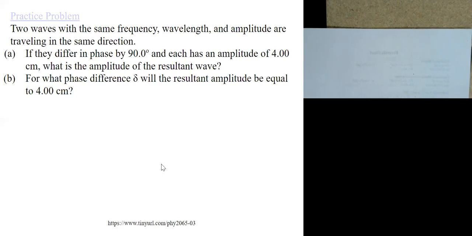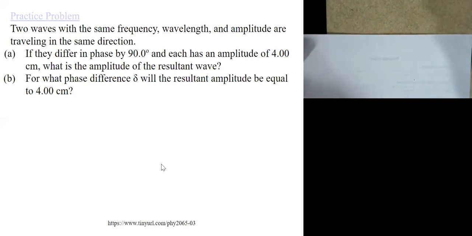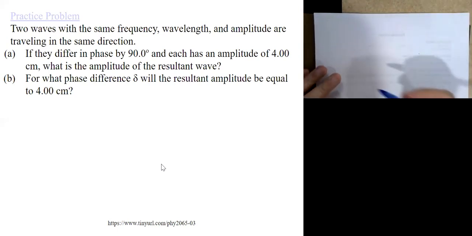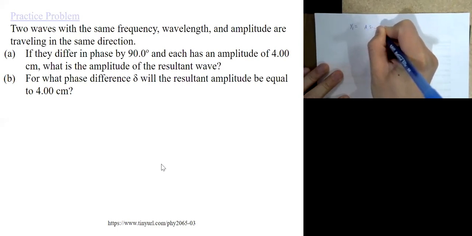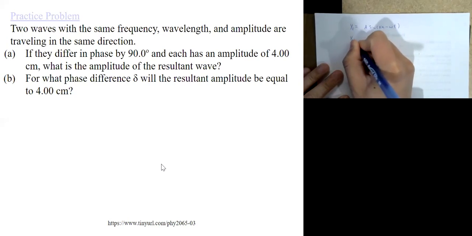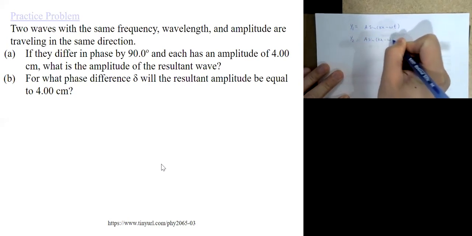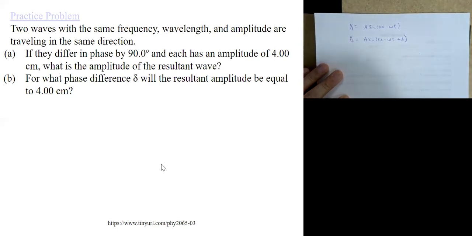Now it says they have the same frequency, same wavelength, and amplitude. So that means you can write them as either sine or cosine. We'll take the sine as we did in the slides. So you can say y1 is equal to A sine of kx minus omega t. You can say y2 is equal to A sine of kx minus omega t, but with a phase difference of delta, small delta here.